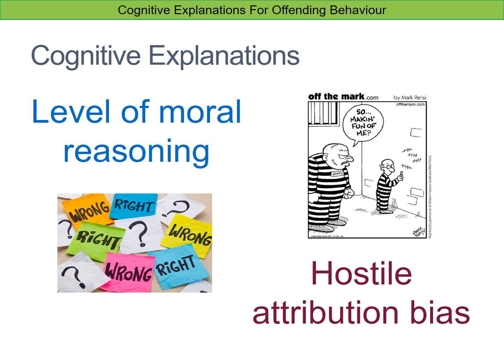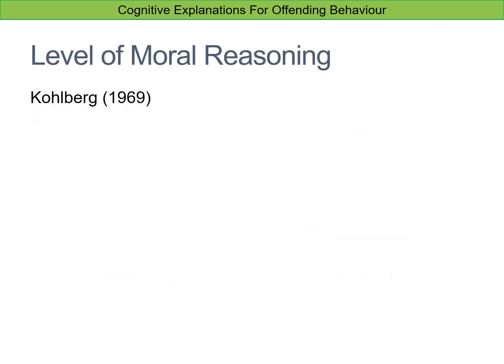So 2 cognitive explanations that we're going to look at for offending behaviour. The first is the level of moral reasoning that a person is at, and the second one is hostile attribution bias. So levels of moral reasoning to start with then.